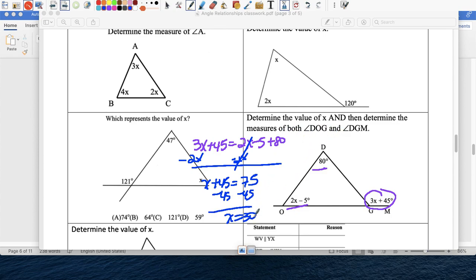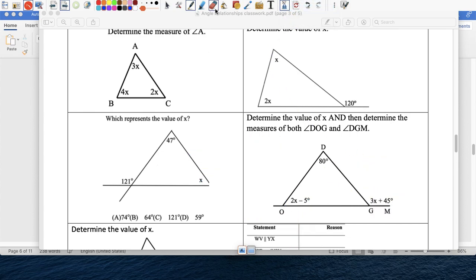And now that we know that, we want to find this angle and this angle. Let's plug it in. So x is 30, so we get 3 times 30. That's 45, 90, 135. This is 2 times 30 minus 5, which is 60 minus 5, which makes this 55. Now, if I add 55 and 80, do I get 135? I do. So we know we did this correctly.